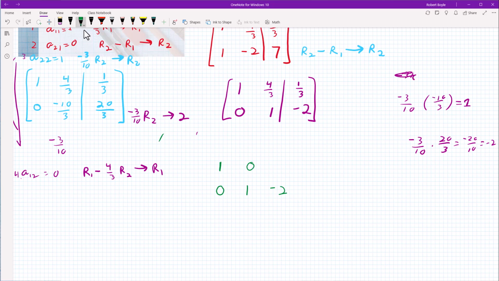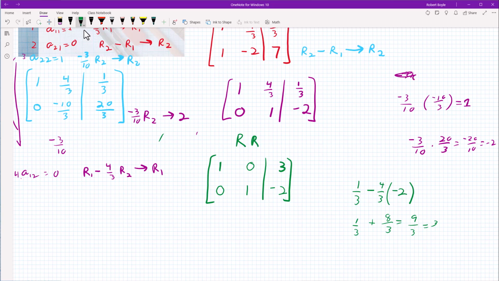And then finally here, we will have 1/3 minus 4/3 times negative 2, that is going to be equal to 1/3 plus 8/3. 4 times 2 is 8. The negatives cancel, makes it positive, which will be 9/3, which will be equal to 3. And this here is our reduced row echelon form.